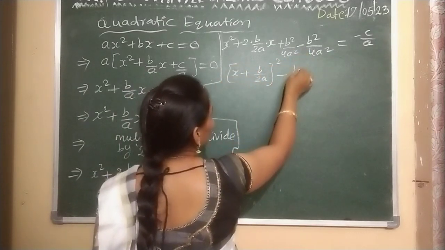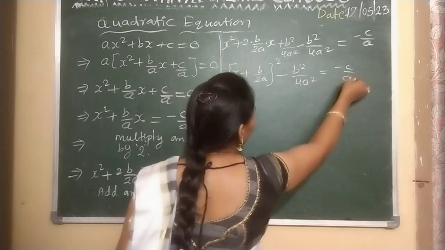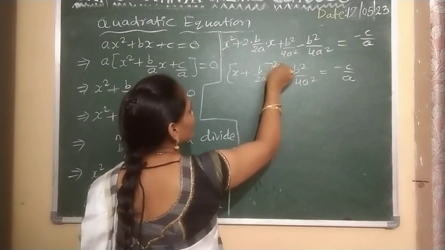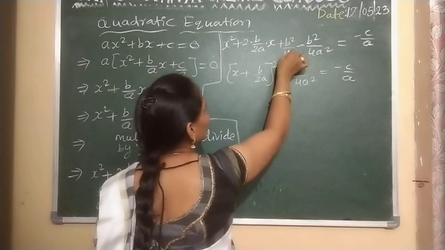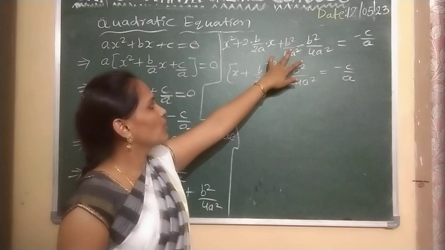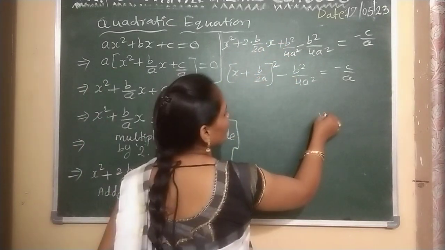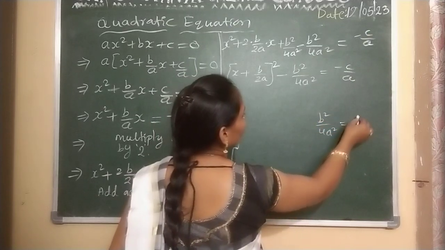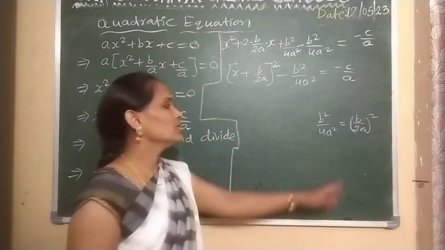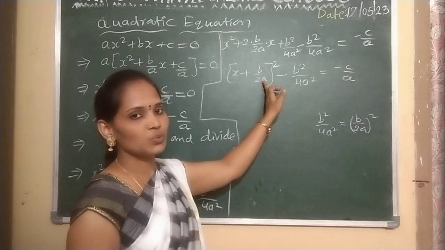This term as it is, minus term as it is, which is equal to minus c by a. Okay, this is whole square. Don't take here, this is 4a square. Now only these terms, if you observe this, we can write it as b by 2a whole square, b square by 4a square. Here, in the place of b, we have b by 2a. That's what I took.